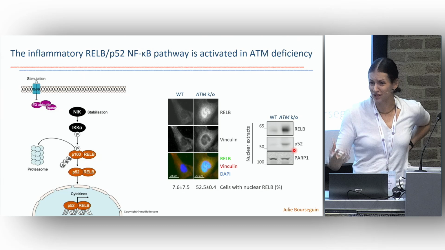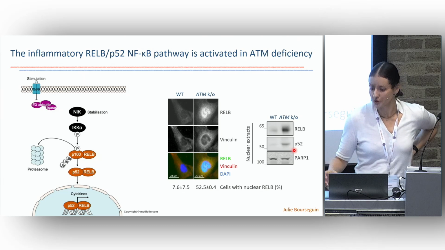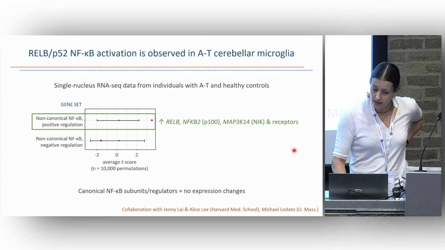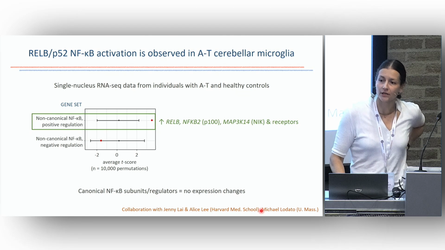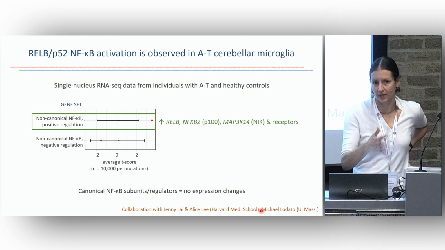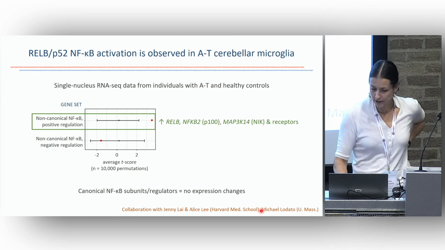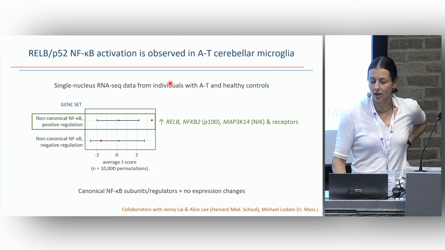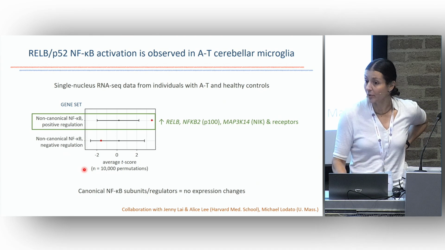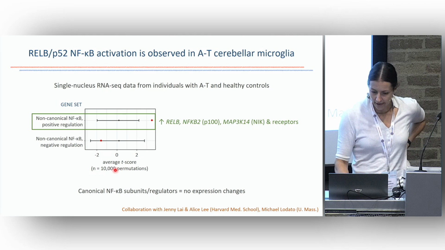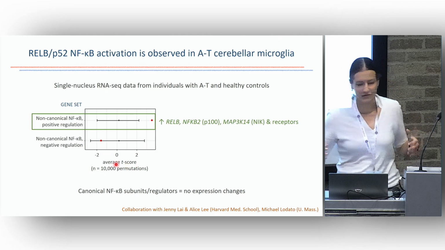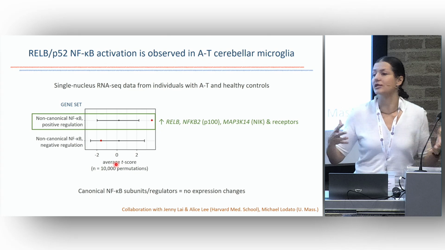Now, this is in vitro. Does this happen in real individuals with AT? Well, actually, it does. Here we teamed up with Alice Lee and Mike Lodato, who had a single-cell RNA sequencing data set from individuals with AT and matched controls. We asked them to look at the non-canonical and canonical NF-kappa B pathways specifically in cerebellum microglia. What we're looking at here is an average t-score, which is effectively a measure of change in expression.